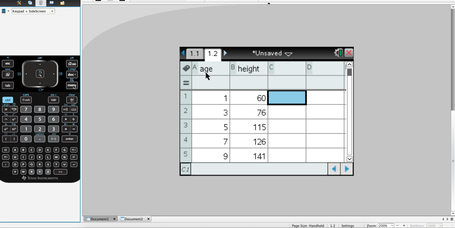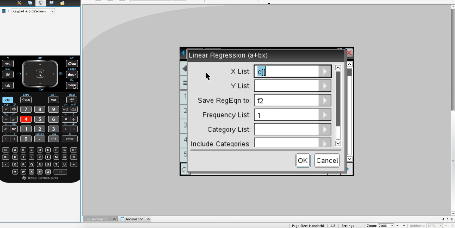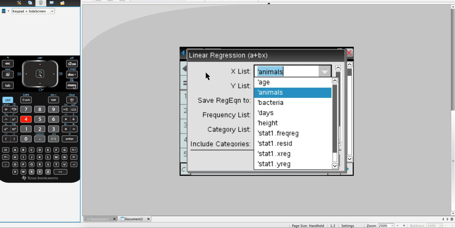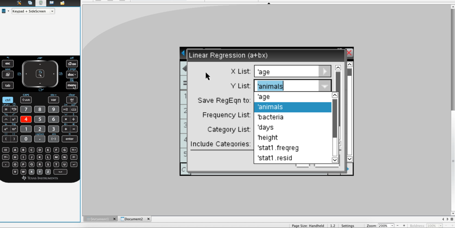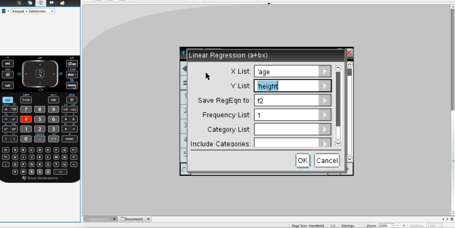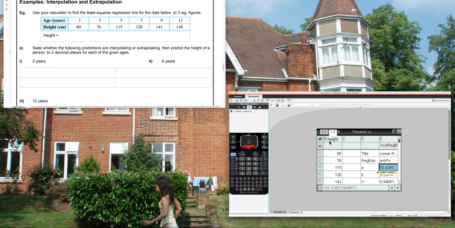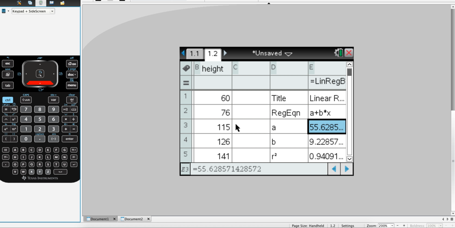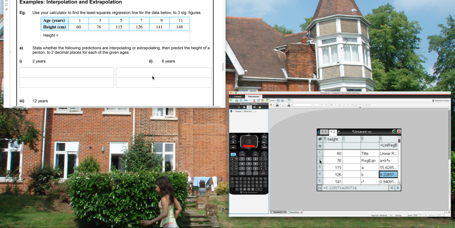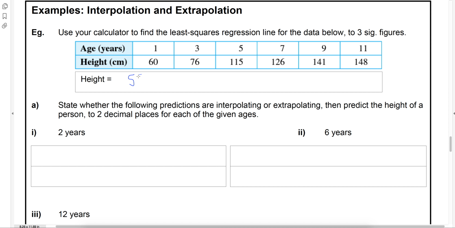I want the least squares regression line. So again, menu 4, 1, 4. And what I want to do is put, obviously age is going to be explanatory here. It's going to explain our height. So I'll put that in the RV and press enter. I have got 55.62. Now I just want to check, I think I said to three significant figures. So I'm going to have 55.6 and I'm going to have 9.23. So 55.6 plus 9.23, and that's multiplied by the age.